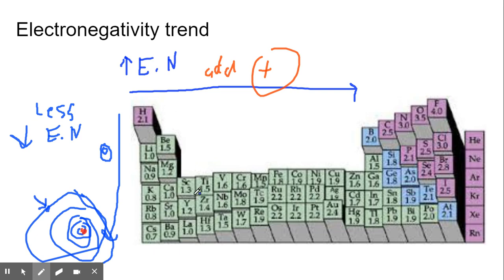Okay, so quick recap again. As I go to the right, I add protons, so I become more electronegative. When I go down, the negative charge gets so far away from the nucleus that it's not very electronegative.